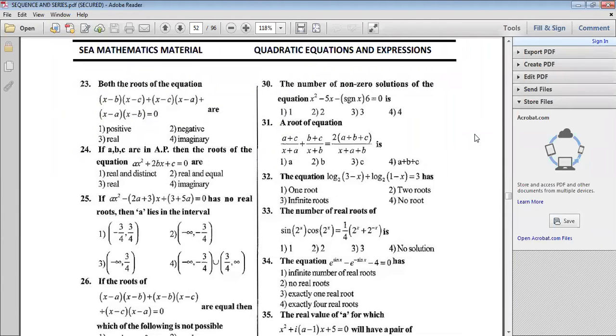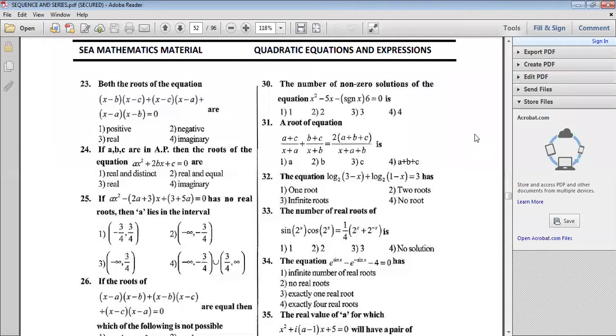Read the question once. The number of non-zero solutions. Number of solutions. How many solutions are there? Only one solution, right? The answer is the first option, one solution. They are asking about the number of solutions, not the solution.